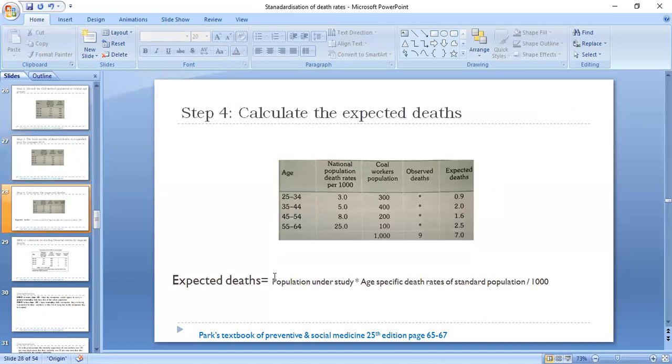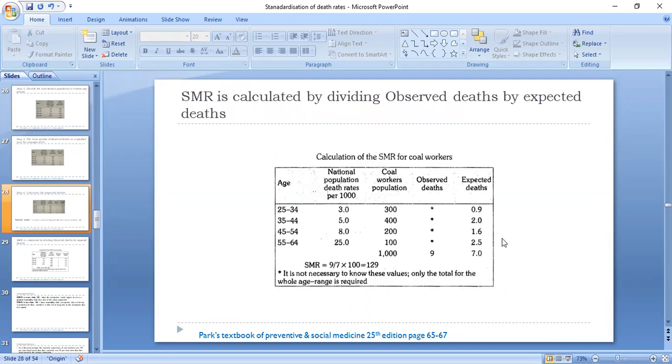Then the fourth step is to calculate the expected deaths. Now how do we calculate the expected deaths? The formula is the population under study multiplied by the specific death rates of the standard population, divided by 1000. So we calculate it by multiplying the population under study, that is 300, with the age specific death rate, that is 3, and then dividing it by 1000. Then we calculate the expected deaths of all the age ranges, and at the end we add them up, and this comes out to be 7. There are 7 expected deaths among the coal workers.